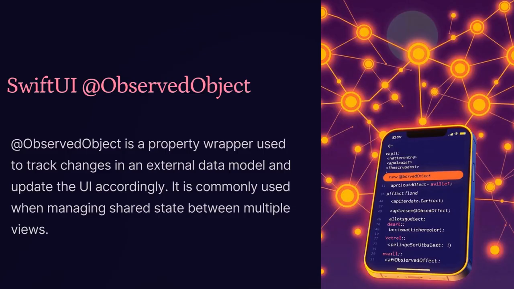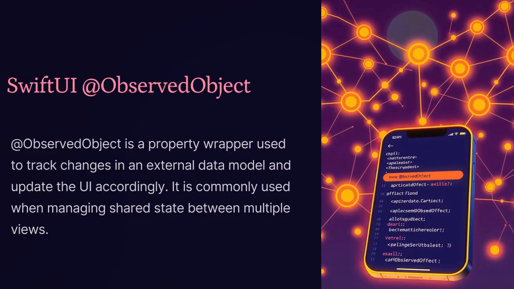ObservedObject is a property wrapper that allows us to store state in an external class and share it between multiple views. Unlike state, which is local to a single view, ObservedObject makes it possible for different parts of the application to access, modify, and share the data. And that's the best part. SwiftUI will automatically update all views that depend on this object whenever the data changes. Let's build a simple example to understand how this works.